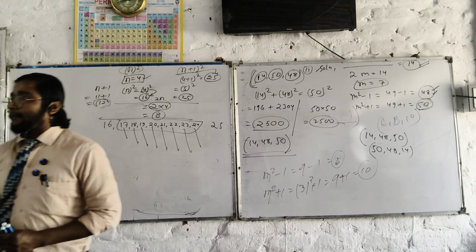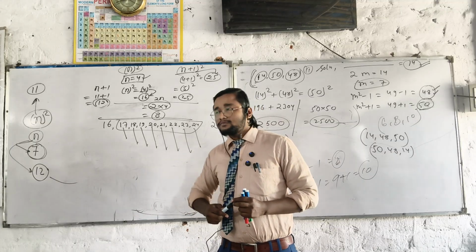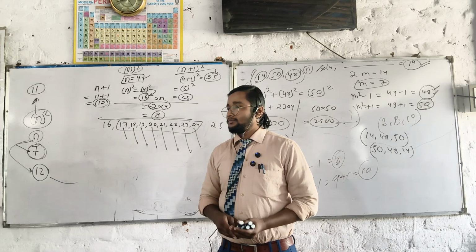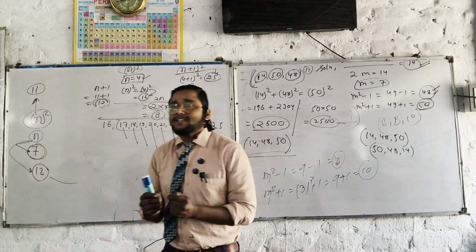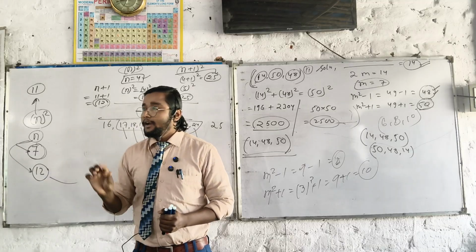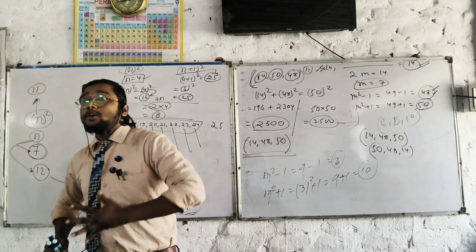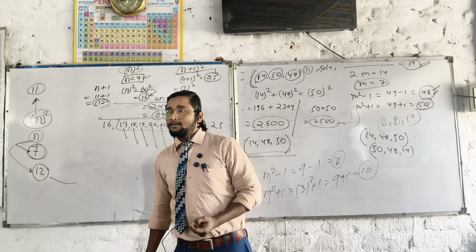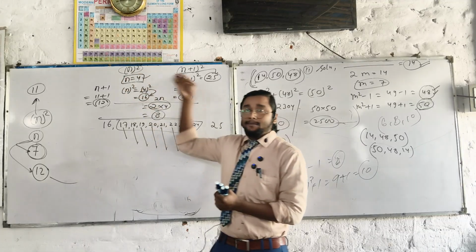Now read out property 11 again. Between two consecutive square numbers there are non-perfect square numbers. So what I'm telling you now is: how many non-perfect square numbers exist between n square and (n plus 1) whole square? You will say 2n numbers. It means 2n is the number of non-perfect square numbers between n square and (n plus 1) whole square.